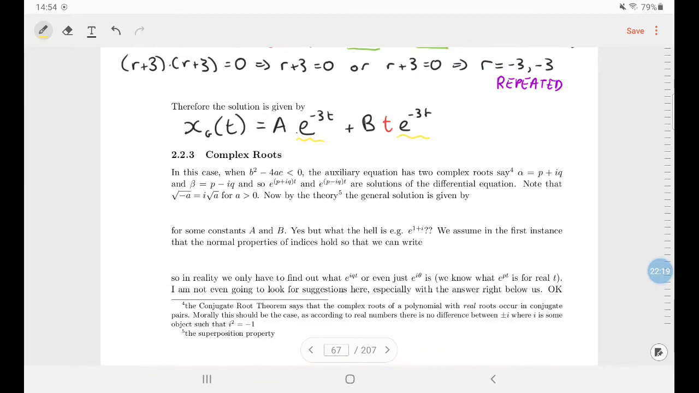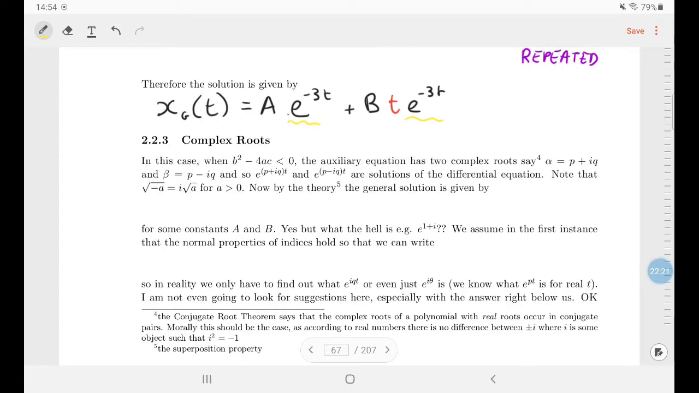So in this case, you have two complex roots, p plus iq and p minus iq. So the two solutions are this one and this one. So the general solution is a e to the (p plus iq)t plus b e to the (p minus iq)t.